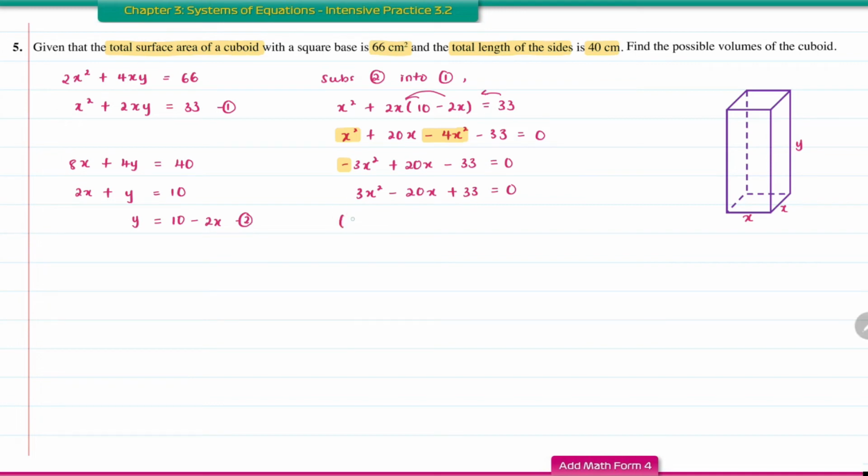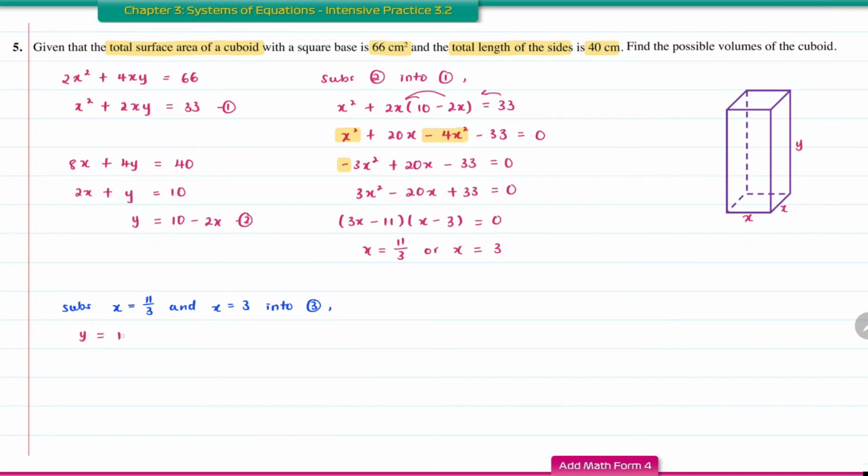So the first bracket you're going to have is 3x minus 11. Another one is x minus 3 equal to 0. Therefore, the value of x is equal to 11 over 3, or the other one is x equal to 3. All right, so now we're going to find the value of y. So here I'm going to substitute the values of x that we found into equation number 3 to find the value of y.